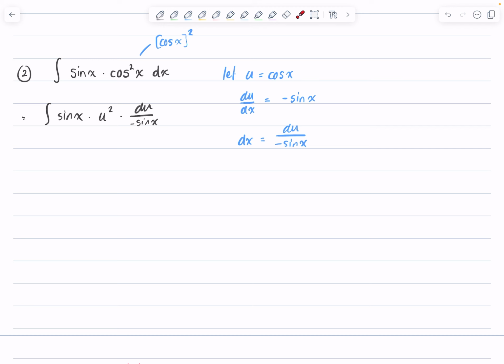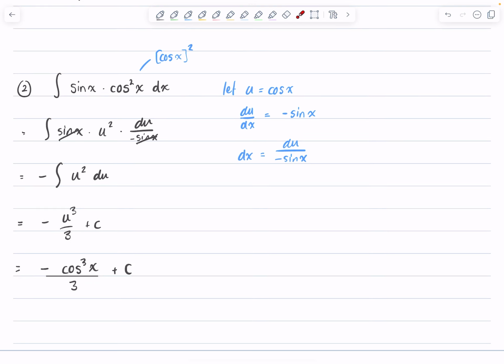And this sine x is going to cancel out with this sine x, and I'm going to take the negative value at the bottom of this fraction and pull it out the front of my integral. And now again, I have u squared du, which we know integrates into u cubed on 3 plus c, and we'll just resubstitute cos of x back in for u. So I get negative cos cubed x all over 3 plus c.